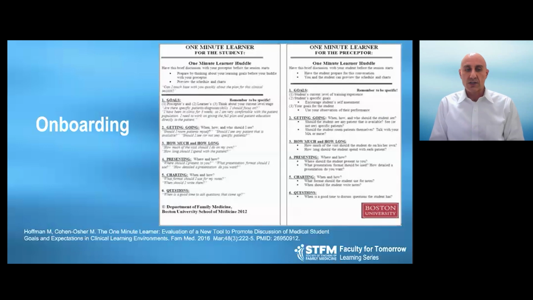This model encourages investment in the educational process by the learner, prompting them to reflect on their goals and helping them feel empowered to gain knowledge of the preceptor's expectations. The clinician and learner can go through this checklist together to create a shared mental model for how they should work in collaboration.